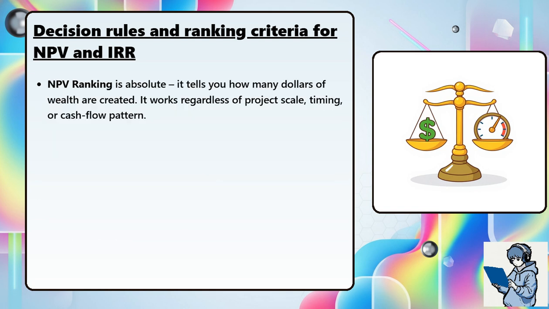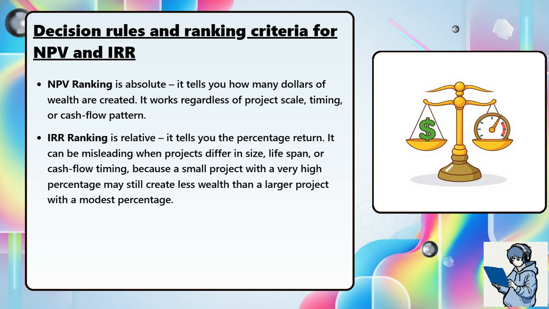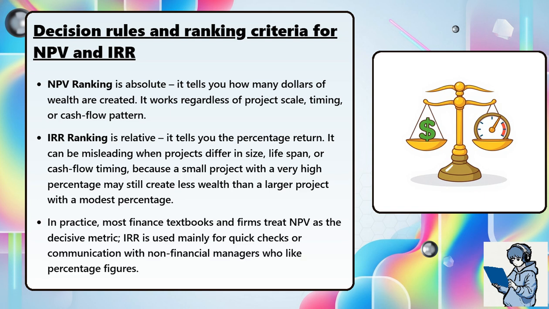Ranking criteria. NPV ranking is absolute. It tells you how many dollars of wealth are created. It works regardless of project scale, timing, or cash flow pattern. IRR ranking is relative. It tells you the percentage return. It can be misleading when projects differ in size, lifespan, or cash flow timing, because a small project with a very high percentage may still create less wealth than a larger project with a modest percentage. In practice, most finance textbooks and firms treat NPV as the decisive metric. IRR is used mainly for quick checks or communication with non-financial managers who like percentage figures.